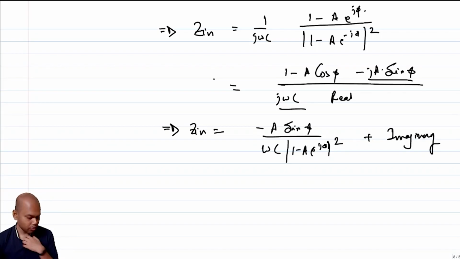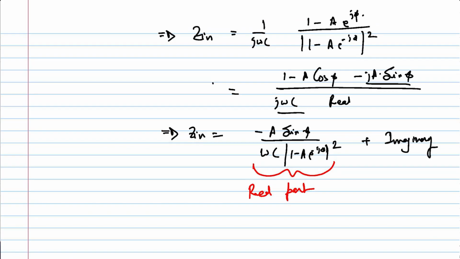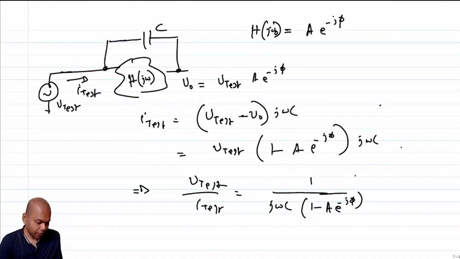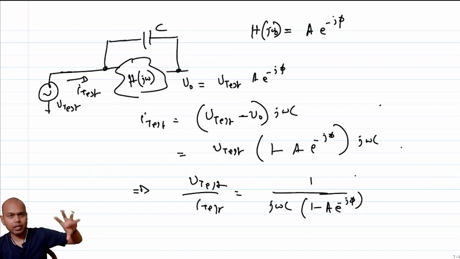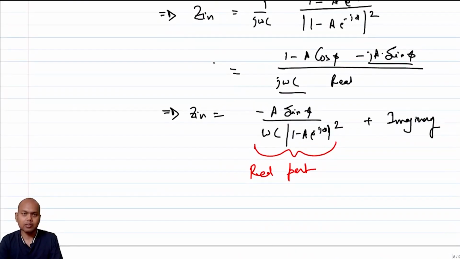Okay, so now the key thing to note is that we have a real part. This is the real part. So what can we essentially derive from this? The intuition that we can derive is that if you have an H of j omega where there is a phase lag between the two ports, and you put a capacitance across the port, then you end up with a negative real impedance. But what if you have a phase lead between those two ports and you put a capacitance? Then obviously phi becomes negative, sin phi becomes negative, so essentially you end up with a positive real impedance.